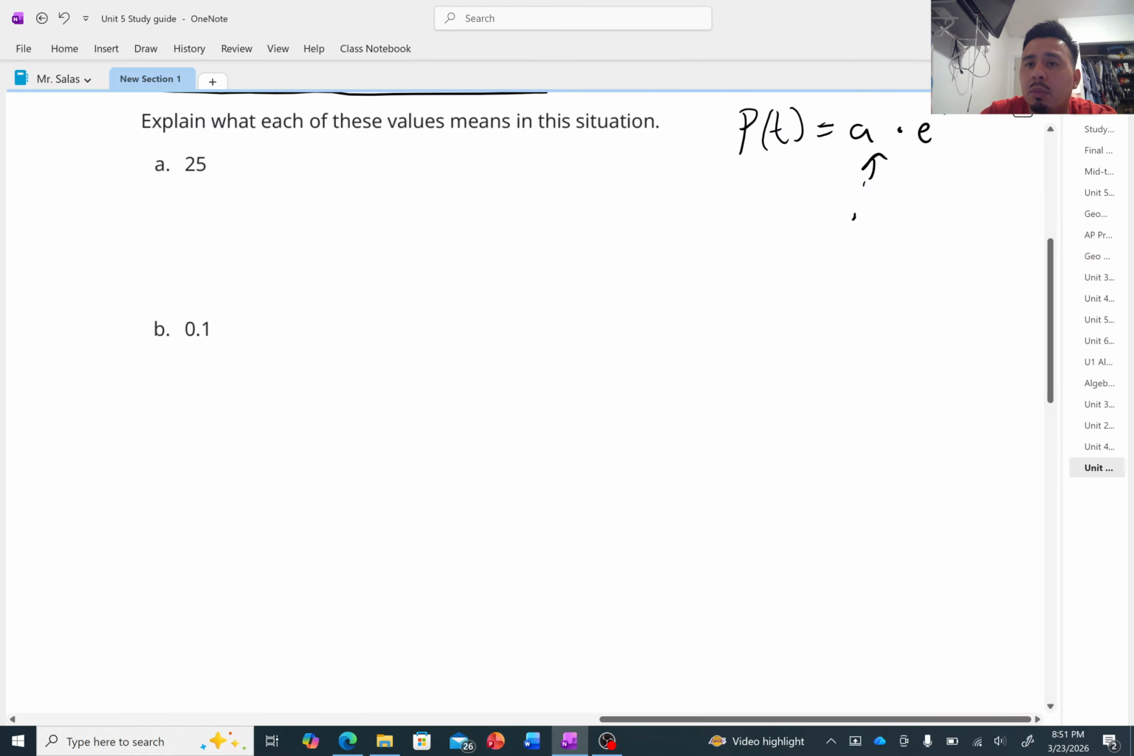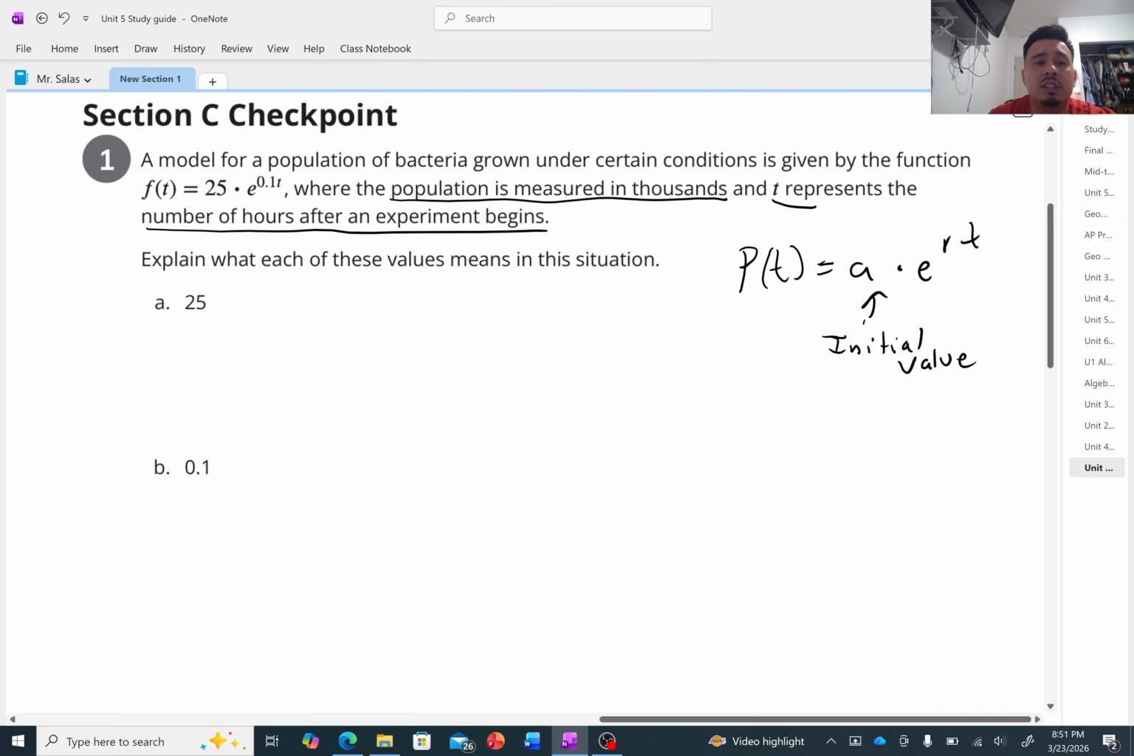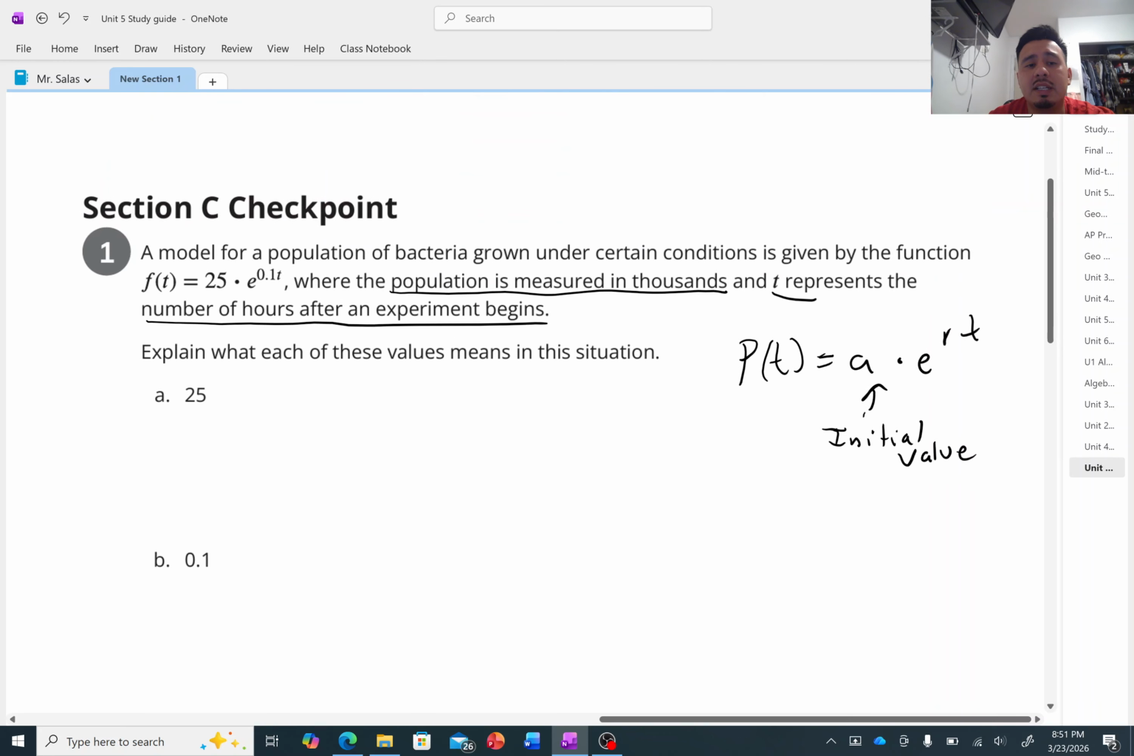Let me scroll a little bit up. I don't know why that spot doesn't work, but it's my initial value. It's my initial value. So what is 25 representing?